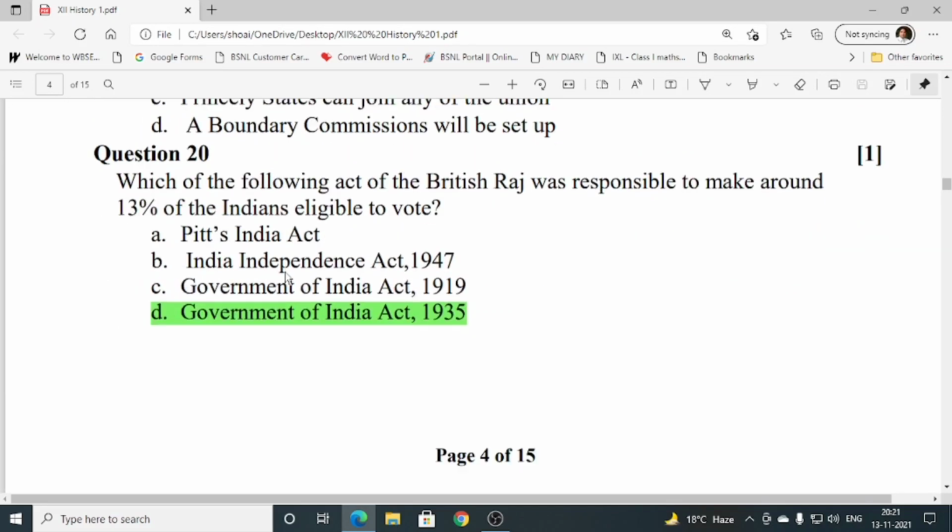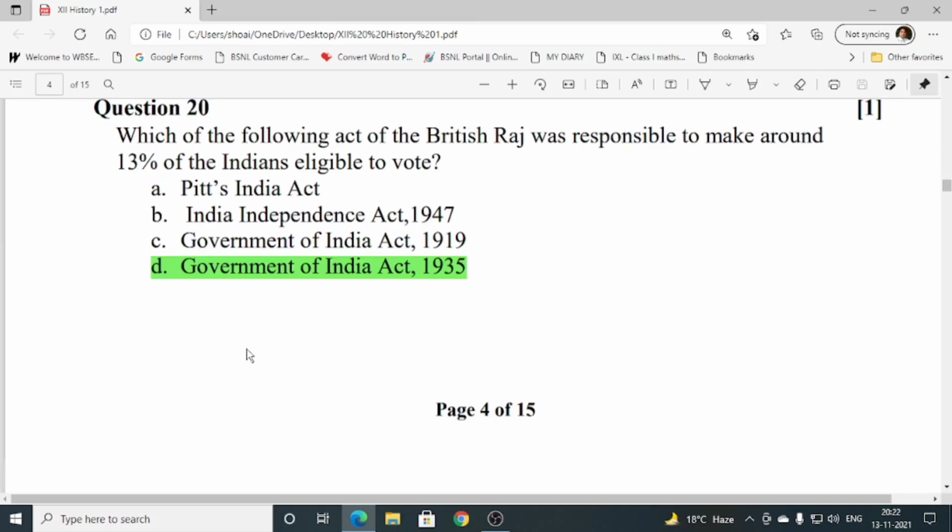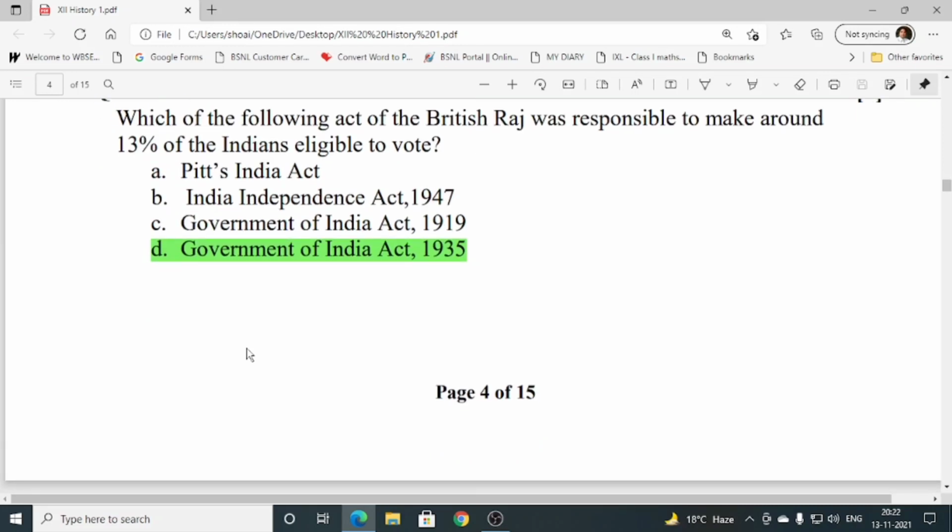Number 20, which of the following acts of the British Raj was responsible for making around 13% of Indians eligible to vote? So it is D, the Government of India Act 1935.